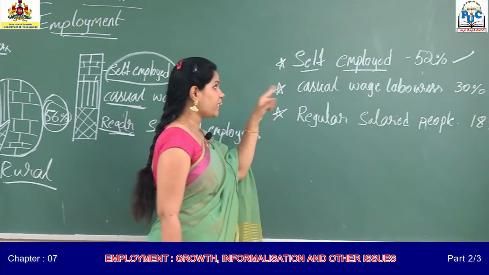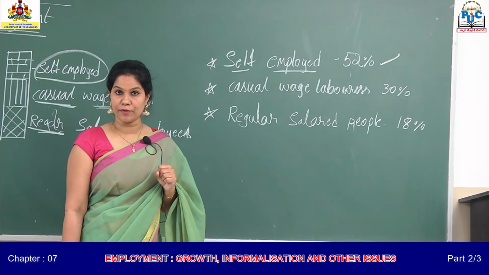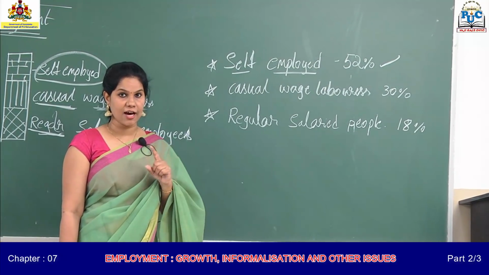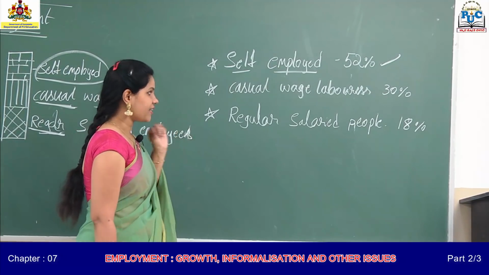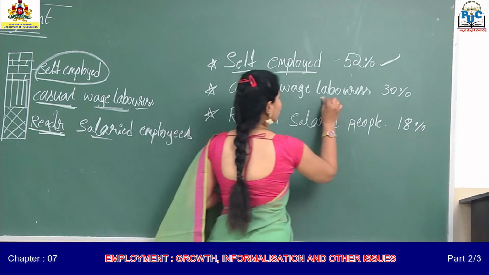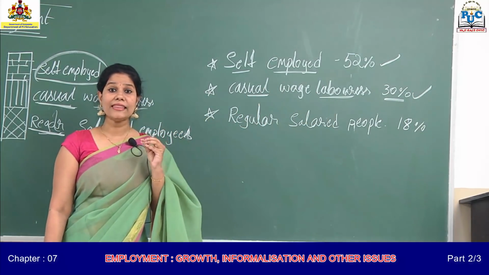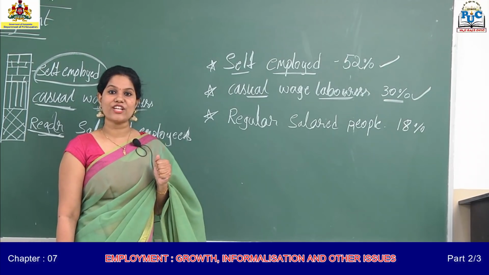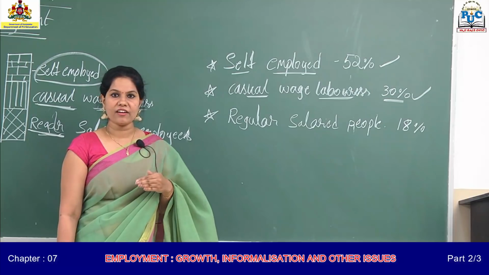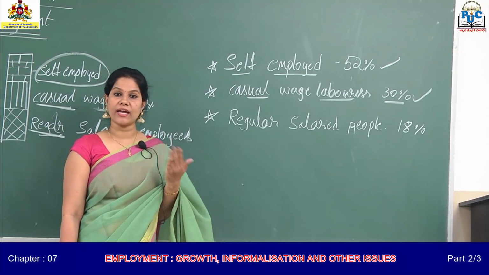So when it comes to India as a whole, 52% of the population are self-employed without depending on anybody. They are working on their own and earning their livelihood. And the second place, definitely, is casual wage laborers with 30%. 30% of the population in the country work as laborers. They migrate from one place to another, from one job to another.